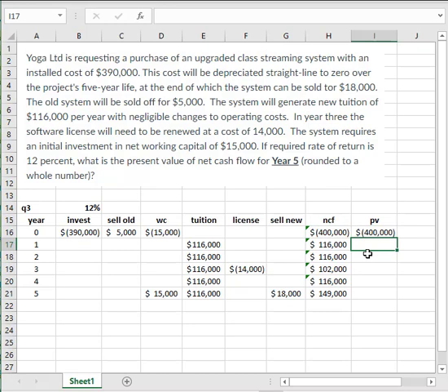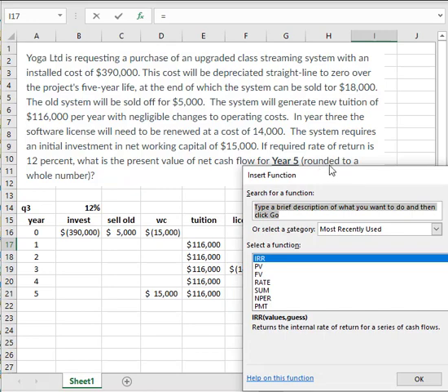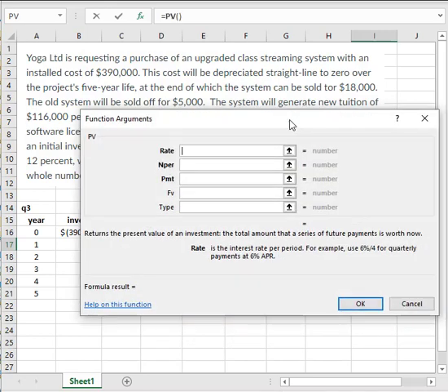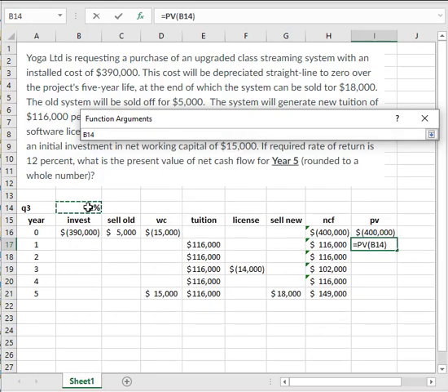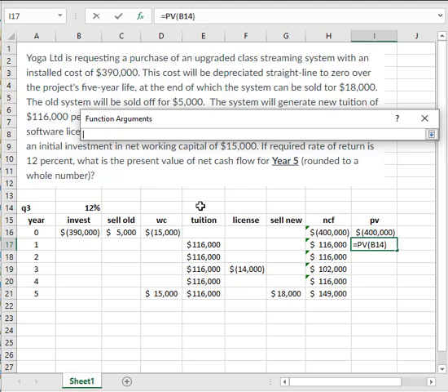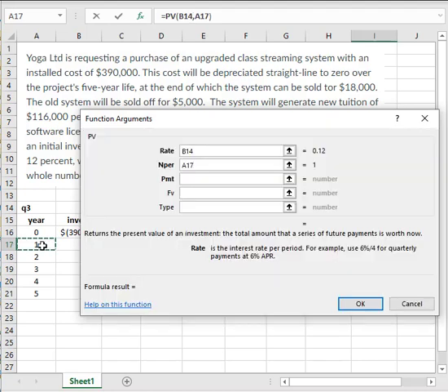For this, I would go up to my function key, pick present value or type present value here, say go and find it. If you're using a Mac, be sure that you have toggled to asking for financial or all categories or you won't find the PV. So the rate is 12%. You can type it in or point to it if it's in a cell. The number of periods is what year you're in. You can type it or I'm going to point to it so I can copy it down.